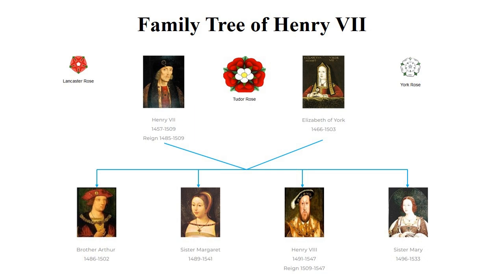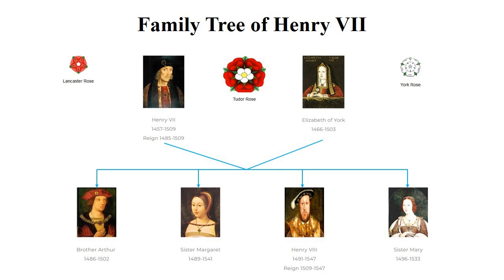Henry VII belonged to the Lancaster Red Rose family and he got married to Elizabeth. She belongs to the White York Rose family. The Lancaster Rose and White York Rose people both fought the War of the Roses. So King Henry VII married Elizabeth, that is the White York Rose. They both founded a new Tudor rose.